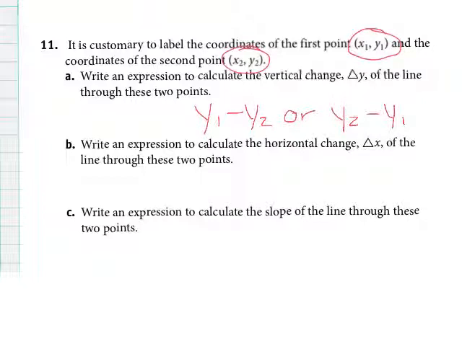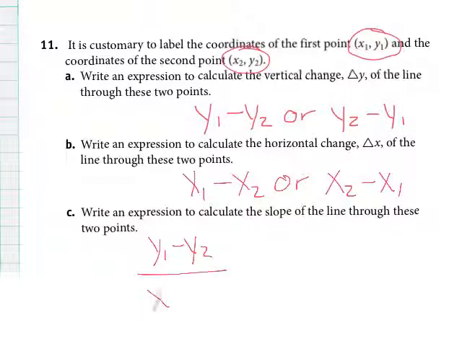Okay, and then let's do the same thing horizontally. I'm doing the same thing with the x values. Again, I want to find the change or the difference. So this time I'm taking x1 minus x2, or you could do it the other way, x2 minus x1. And then how do I calculate slope again? What's the quick and easy way that you guys know how to do it? Rise over run, right? Rise has to deal with the vertical change. So I could do y1 minus y2 over run, which is the change in x, x1 minus x2.